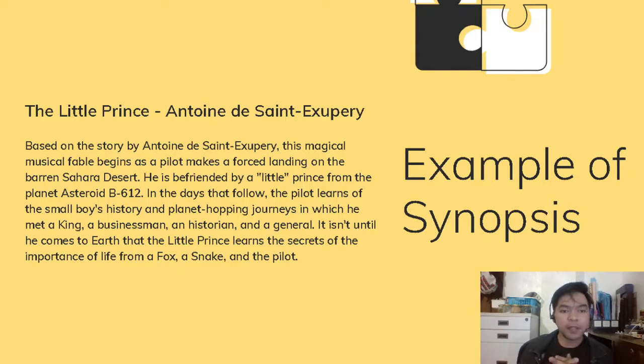So, based on the story of Antoine de Saint-Exupéry, the magical musical fable begins as a pilot makes a forced landing on the barren Sahara Desert. He is befriended by a little prince from the planet asteroid B612. In the days that follow, the pilot learns the small boy's history and planet-hopping journeys, in which he met a king, a businessman, a historian, and a general. It isn't until he comes to Earth that the little prince learns the secrets of the importance of life from a fox, a snake, and a pilot.